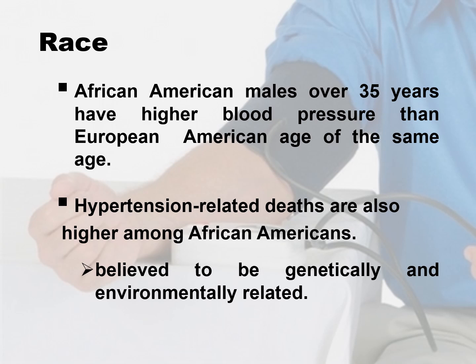Next is race or ethnicity. The incidence of hypertension or high blood pressure is higher in African Americans than in European Americans. African Americans tend to develop more severe hypertension at an early age and have twice the risk for complications such as stroke and heart attack. Genetics and environmental factors are often contributing factors. Hypertension-related deaths are also higher among African Americans.